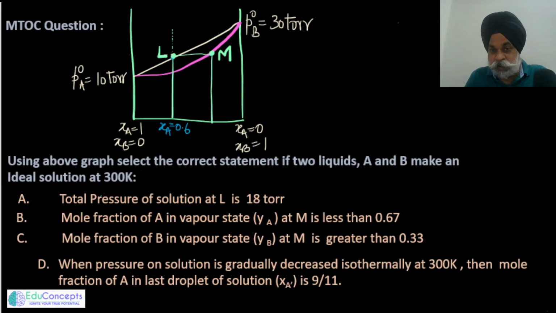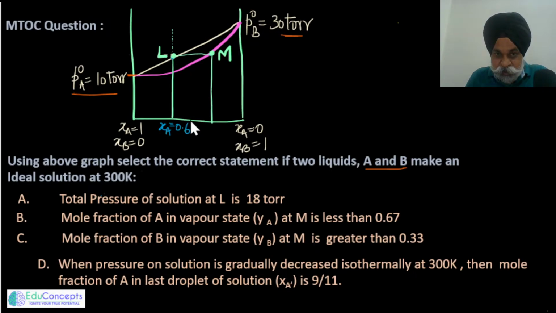Here in this particular problem, two liquids A and B are being provided to you which tend to make an ideal solution at 300 Kelvin. For this solution, Raoult's law is being shown in the graphical form. The vapor pressure of pure A is 10 torr and that of B is 30 torr.